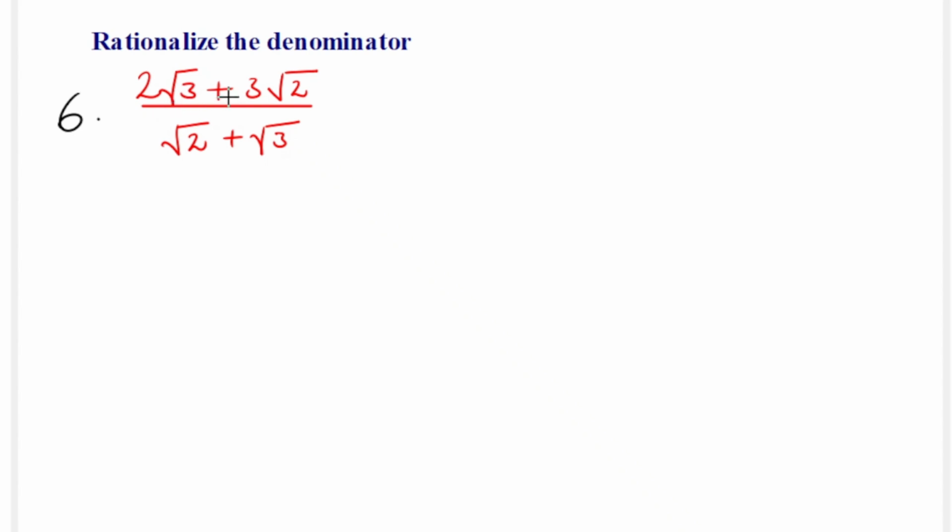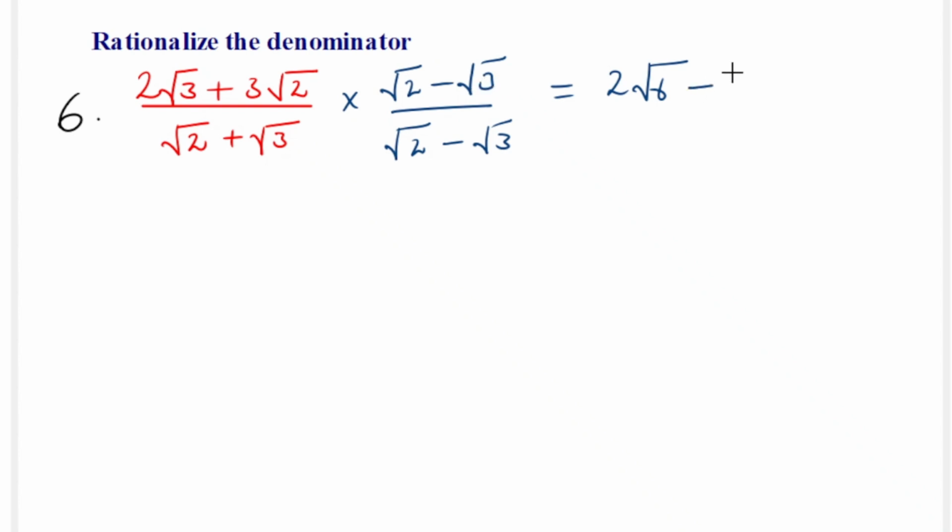Problem 7: 2 radical 3 plus 3 radical 2 over radical 2 plus radical 3. Multiply both the numerator and the denominator by radical 2 minus radical 3. 2 radical 3 times radical 2, we get 2 radical 6. 2 radical 3 times radical 3, it is minus 2 times 3. 3 radical 2 times radical 2 is plus 3 times 2. 3 radical 2 times minus radical 3, we get minus 3 radical 6.